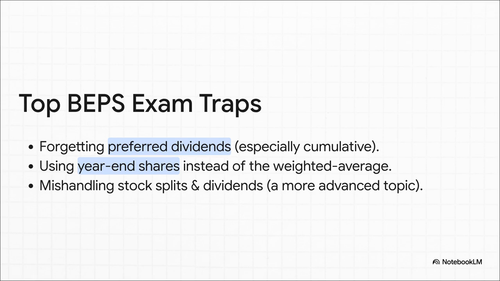So let's just recap those biggest exam traps one last time so you can avoid them. First, always subtract preferred dividends, especially those tricky, undeclared cumulative ones, the phantom dividends. Second, never use the year-end share count. You have to do the work and calculate the weighted average. I promise, if you can master these two details, you are going to be in fantastic shape.